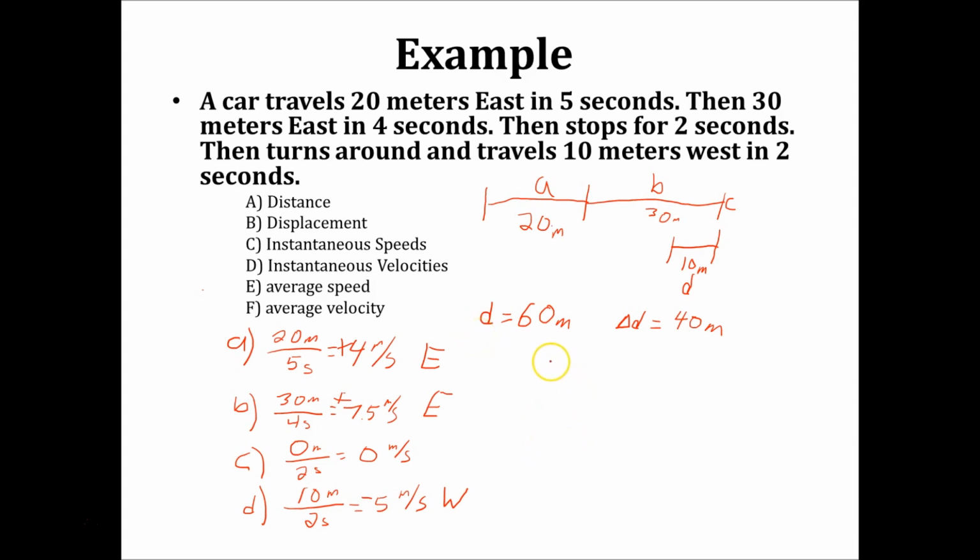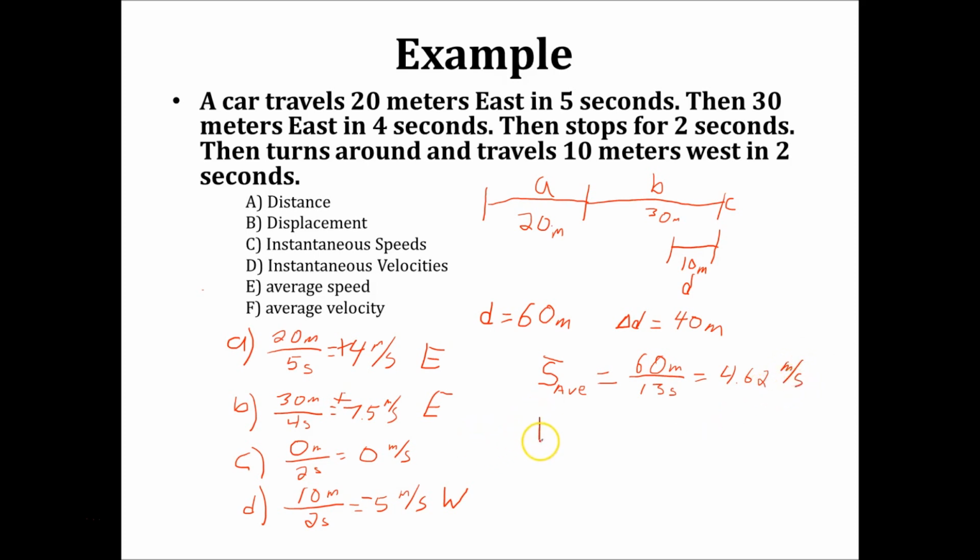All right, so let's go ahead and find the average. For the average, we're just going to use total distance over total time. So we'll write S average, and actually the symbol we use for average is a bar. If you see S bar, that means the average speed. The total distance that we traveled was 60 meters. And the total time that this took was 5 plus 4 plus 2 plus 2, so that was 13 seconds. So for this journey, the average speed was 4.62 meters per second.